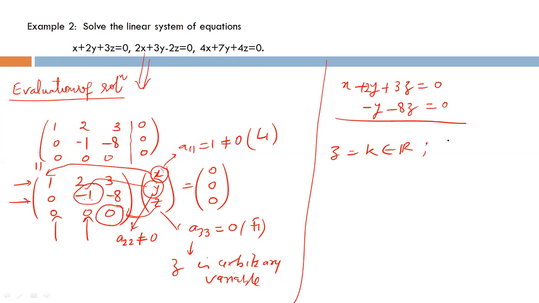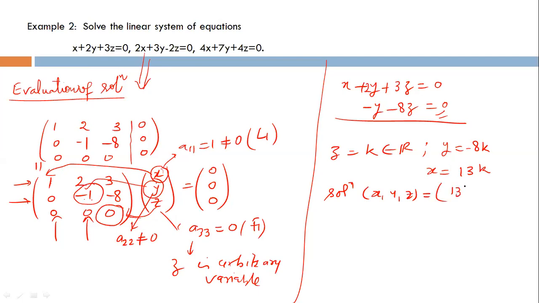If z equals k, it means y will be minus 8k. If we put z equal to k here, and put the values of y and z, we can see that x equals 13k. So the solution is x, y, z equal to 13k, minus 8k, and k. If we take k outside, it is k times 13, minus 8, and 1.